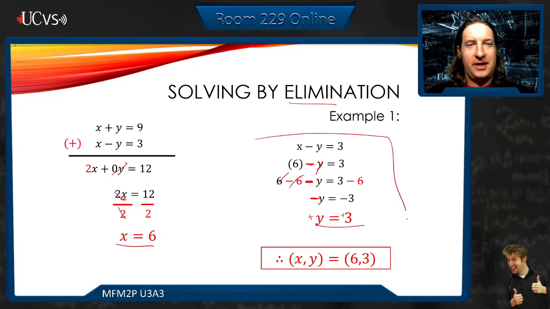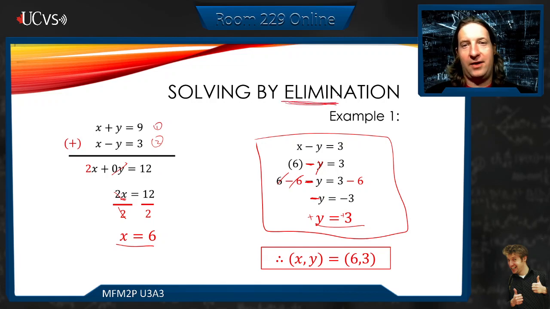This part here is the same as substitution once we got our answer. The difference is we're going to do this weird step of subtracting or adding an equation. We have these two equations. Let's call them 1 and 2. We're going to add them together. And when we've done that, the whole point is to eliminate a variable.